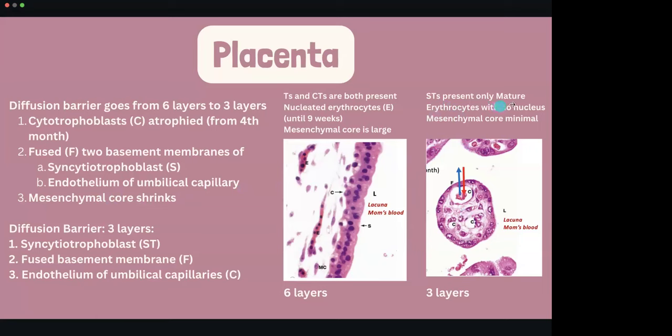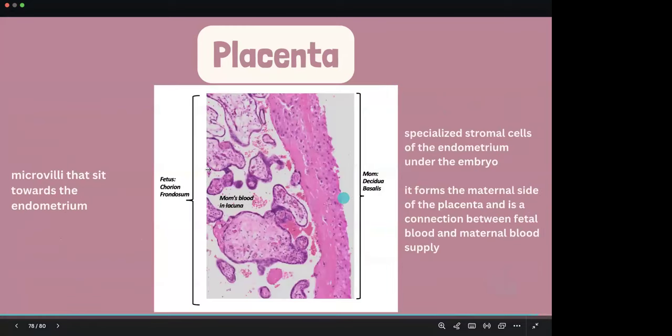The cytotrophoblast is present; only mature erythrocytes with no nucleus later. The erythrocytes here have nuclei, and the mesenchymal core is very large, you can see. The mesenchymal core is minimal here. So yeah. And this is the fetus's side, this is the mom's side. You have the decidual cells, which are specialized stromal cells of the endometrium under the embryo. It forms the maternal side of the placenta and is the connection between the fetal blood and the maternal blood. And then here, the microvilli sit towards the endothelium.